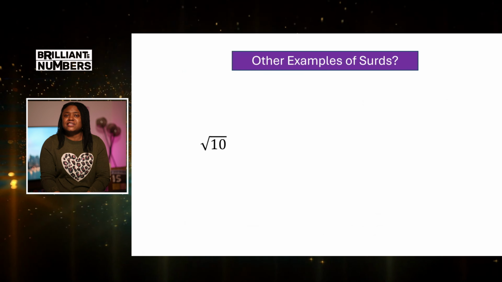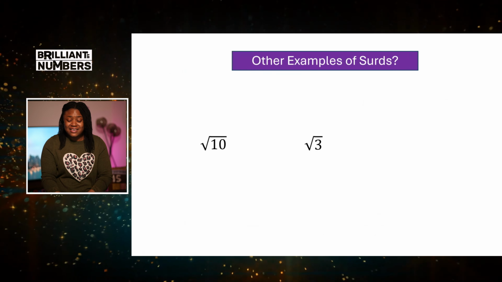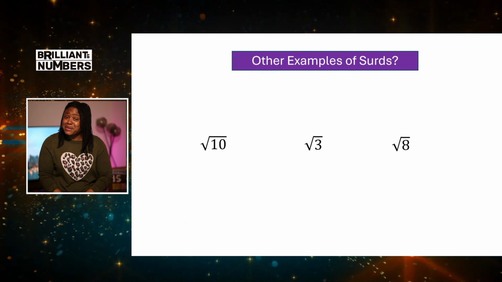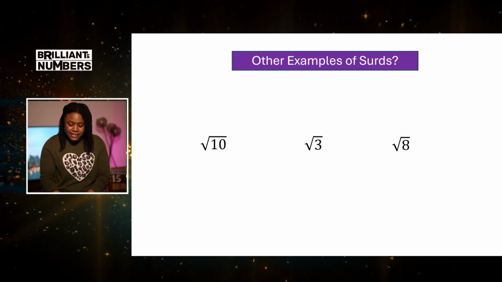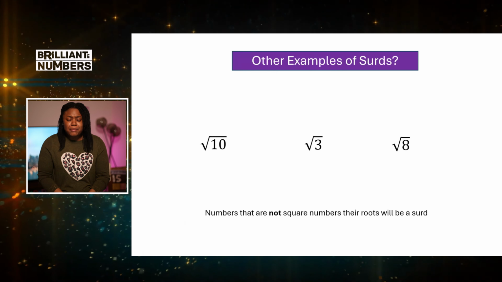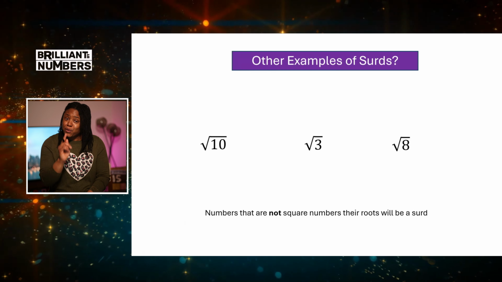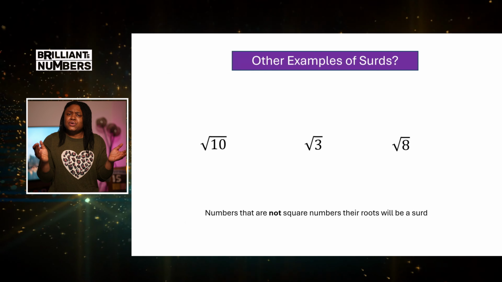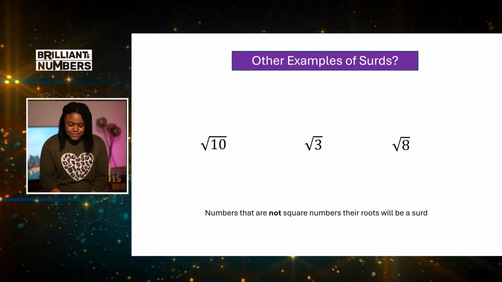So my first example is the square root of 10. The second example is the square root of 3 and also the square root of 8. I hope that you have found the pattern because I can see here none of these numbers are square numbers. Therefore, I can make a generalization here. Numbers that are not square numbers, their roots will always be a surd. I hope that you pause the video, write this down. It's very, very important. And also try to ask yourself, what other numbers, their roots will also be surds?